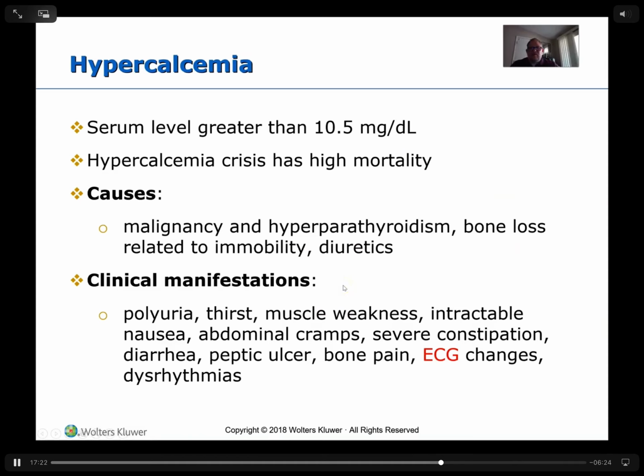And then going the reverse, you have hypercalcemia. That's going to be greater than 10.5. Causes: malignancy, hyperthyroidism, bone loss related to immobility, and diuretics. And I believe during your cancer lecture as well, if you have cancer in your bone, that's going to increase your calcium as well. ECG changes can definitely be a result from hypercalcemia as well.